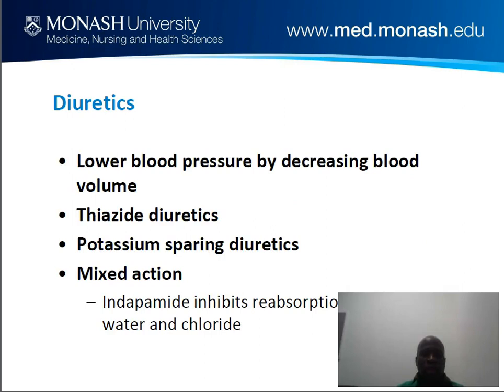Let's look at diuretics. Diuretics basically work by lowering blood pressure, by decreasing blood volume. So they suck water from the blood, reducing the blood volume. In so doing, they reduce the pressure on the arteries. Examples of such drugs are thiazide diuretics and potassium sparing diuretics. Also, this can have mixed action. For example, indapamide inhibits reabsorption of sodium, water, and chloride. So it's important to be mindful of such kind of drugs. They will affect the reabsorption of sodium, water, and chloride ions.